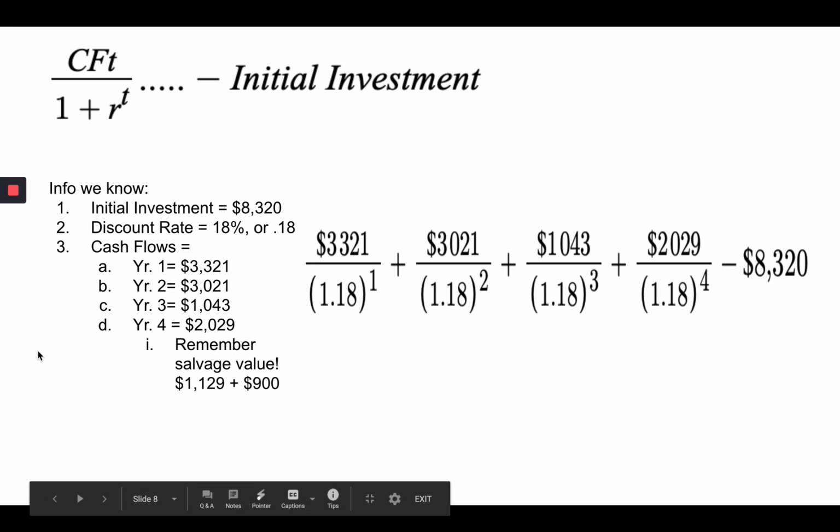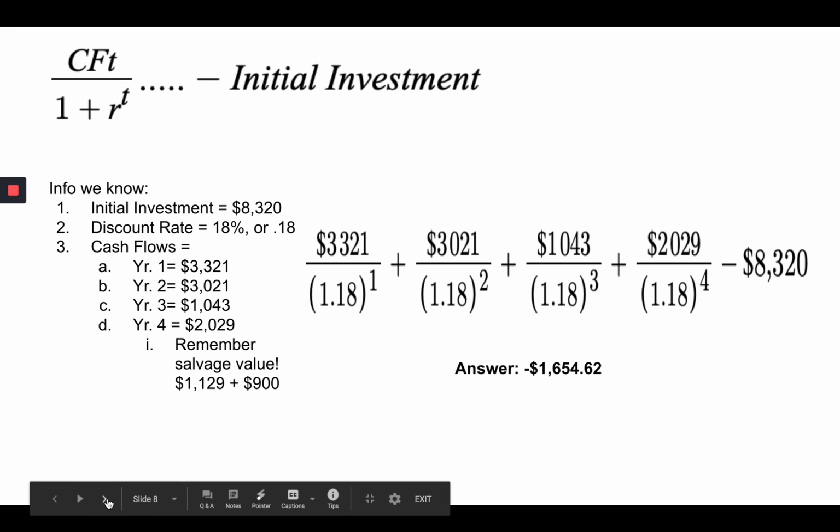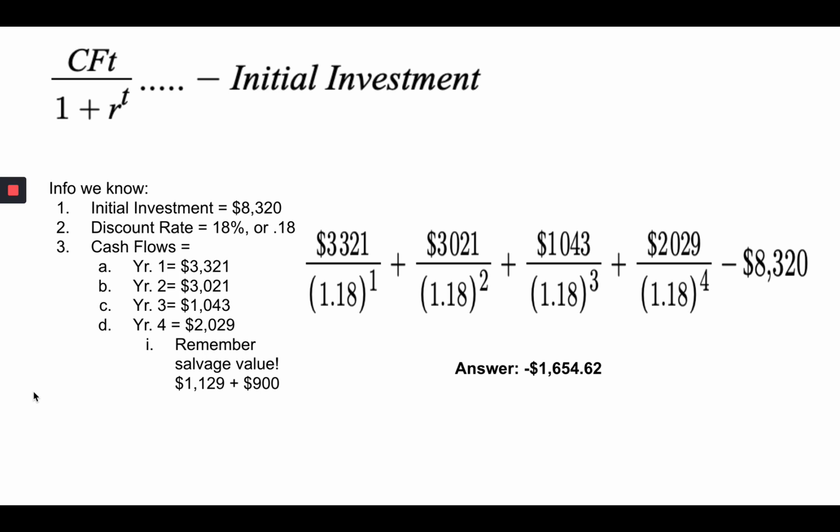So this is how it's going to be set up. Essentially, there's going to be 4 periods, so T is going to go to a maximum of 4. Again, this is pretty straightforward. And then just remember to subtract the 8320, the initial investment. The other way you might see this is you might have the initial investment in the front and you subtract it from there, but either way, it's going to be the same. So your answer is going to be negative $1,654.62. And that's a negative NPV, so you do not want to go ahead with the project.